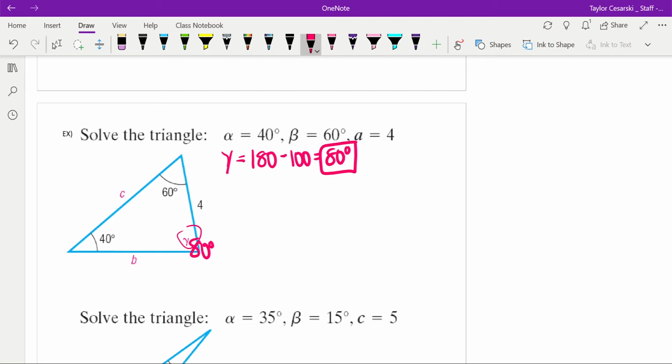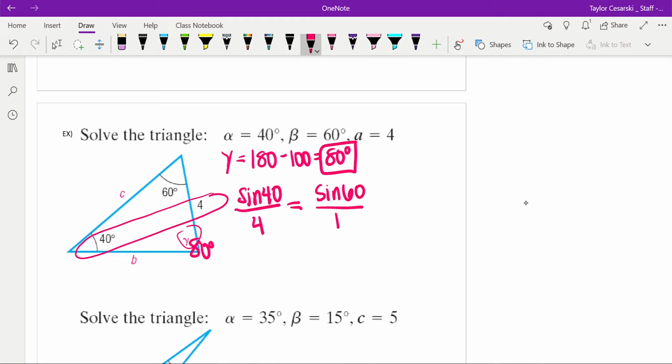Alright, so next we're going to have to set up our fractions. So I noticed that these 2 I know, so they're going to have to be a proportion together. So what I'm going to go ahead and do is set them up. So sine of 40 over 4, they go together. And then it doesn't matter which one you do, but let's do the 60 first. Equals sine of 60 over b.